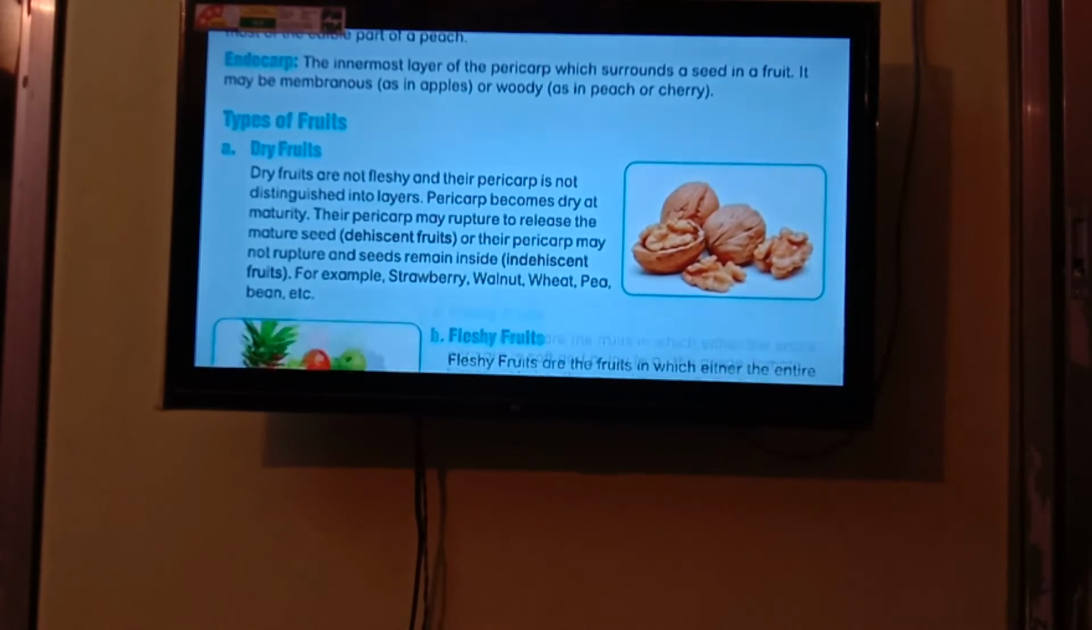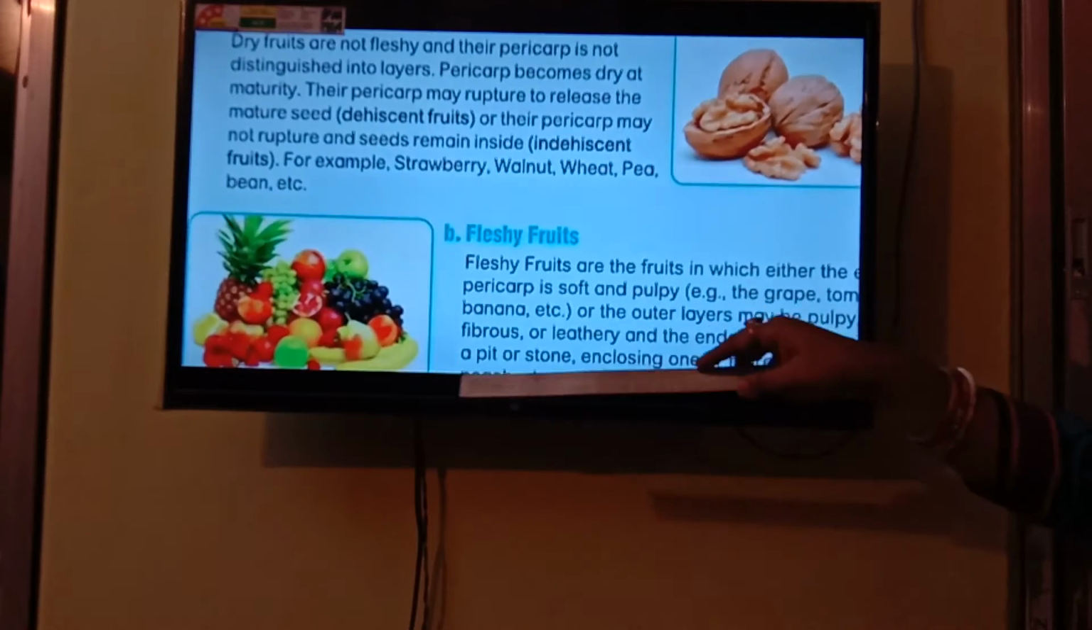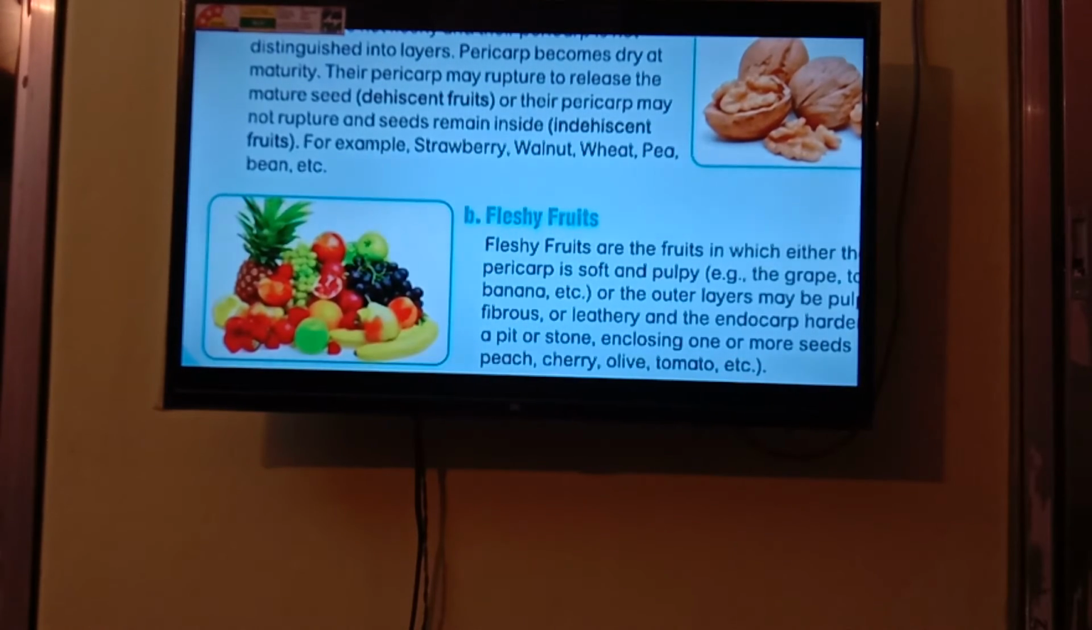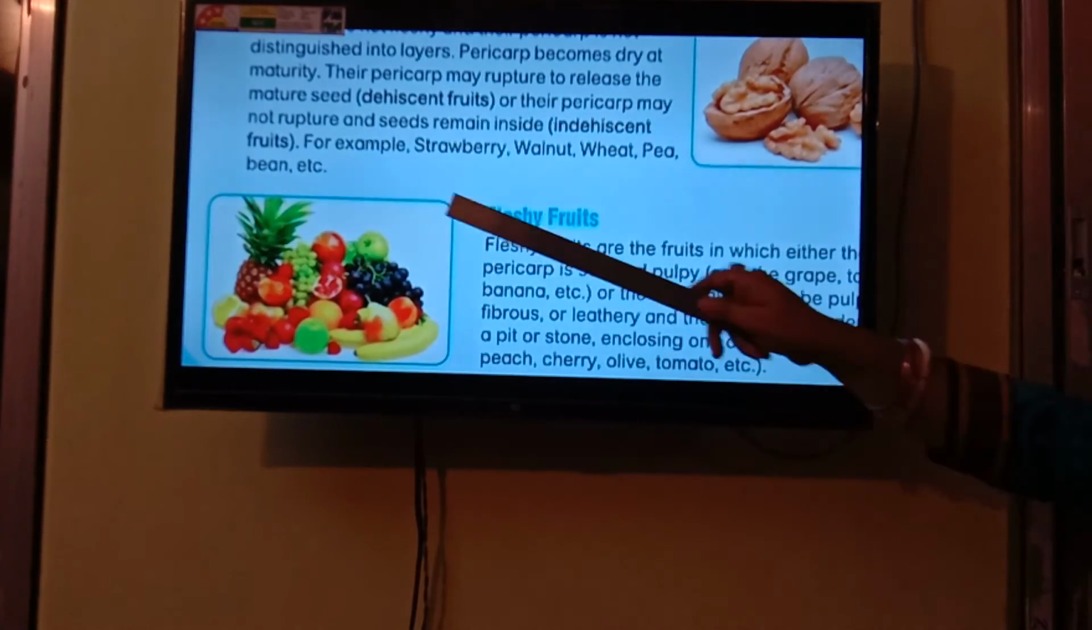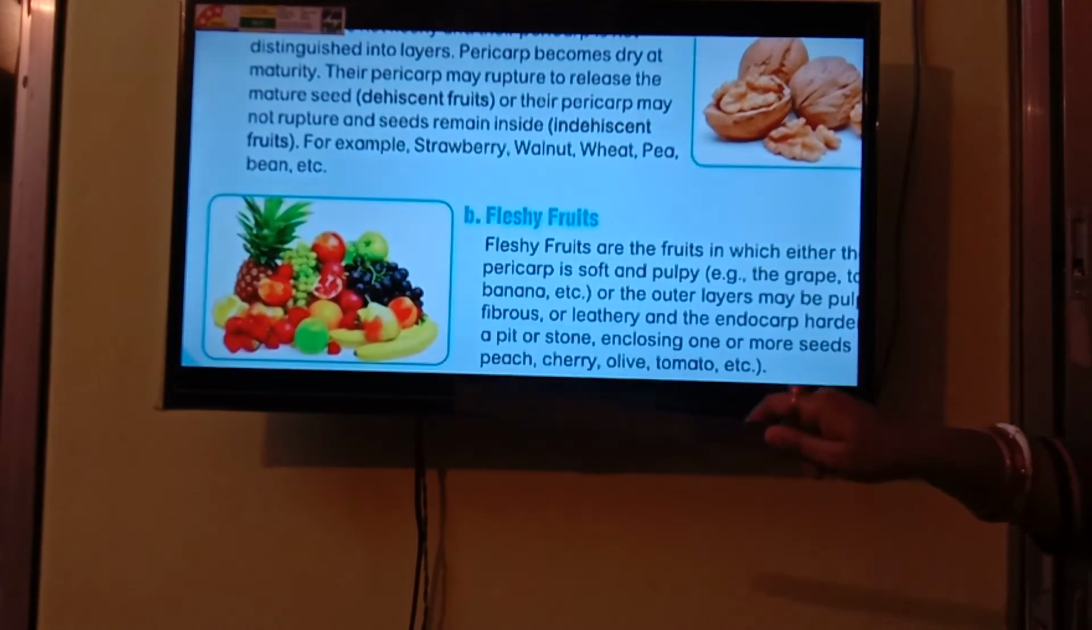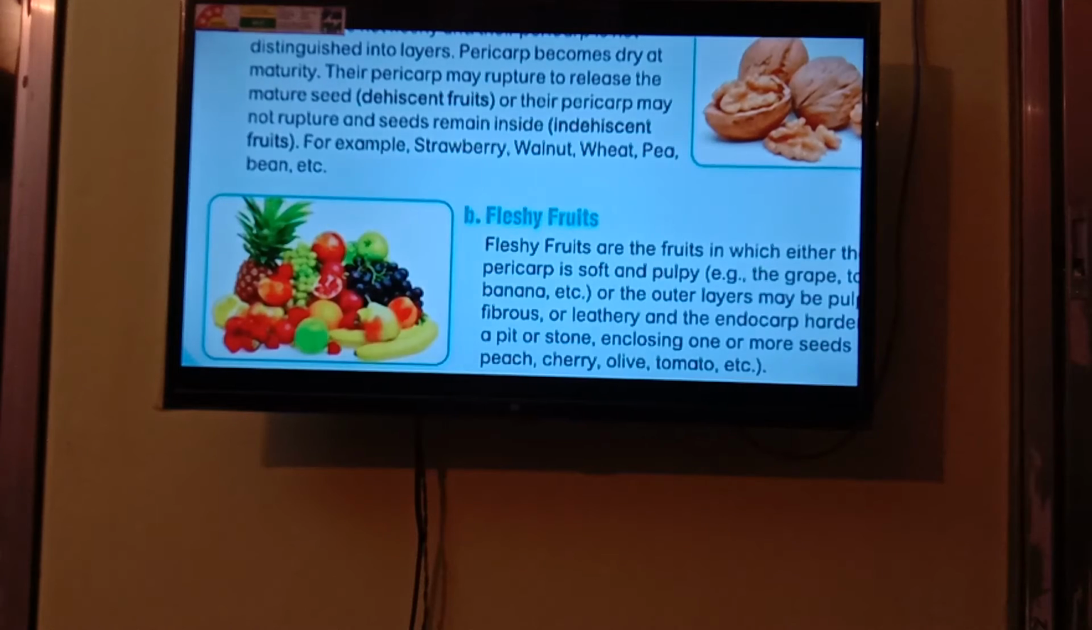Next, fleshy fruit. This is a fleshy fruit. Fleshy fruits are the fruits where the pericarp is soft. Look at the picture. The pericarp is soft, pulpy, and the outer layer may be pulpy and fibrous. Examples are cherry, olive, tomato, etc.